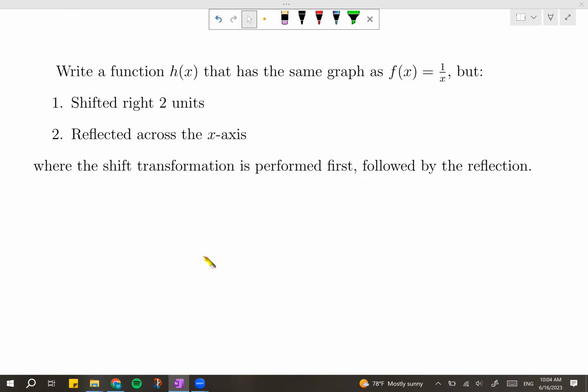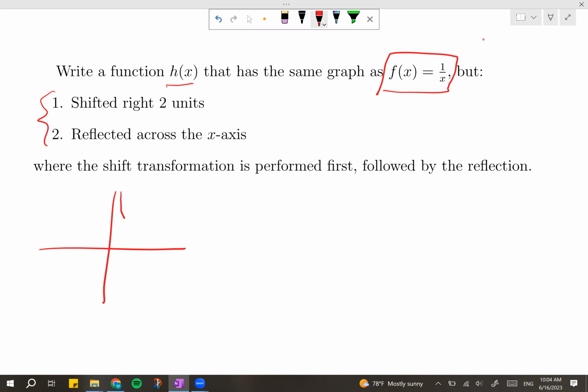Okay, so for this problem, we want to write a function h of x that has the same graph as 1 over x, but has these two properties. So let's remind ourselves what the graph f of x equals 1 over x looks like. It looks something like this, where this is the y-axis, this is the x-axis, and this is f of x. All right.